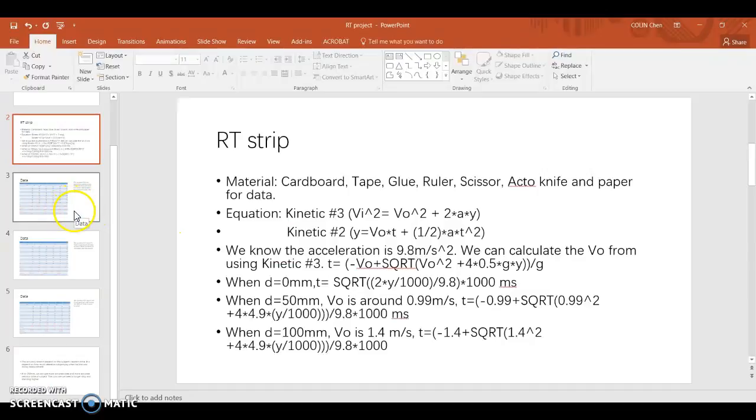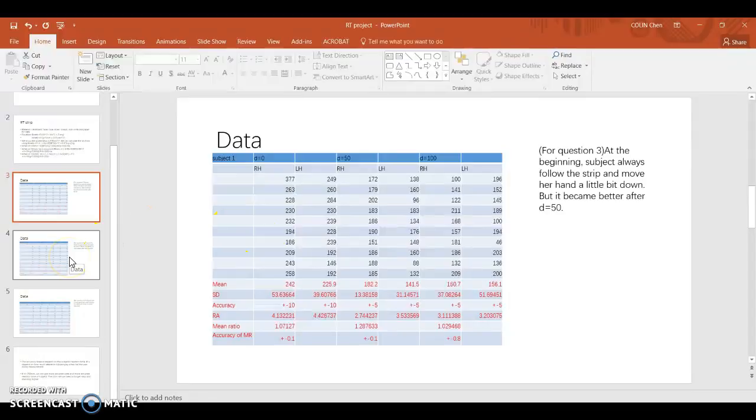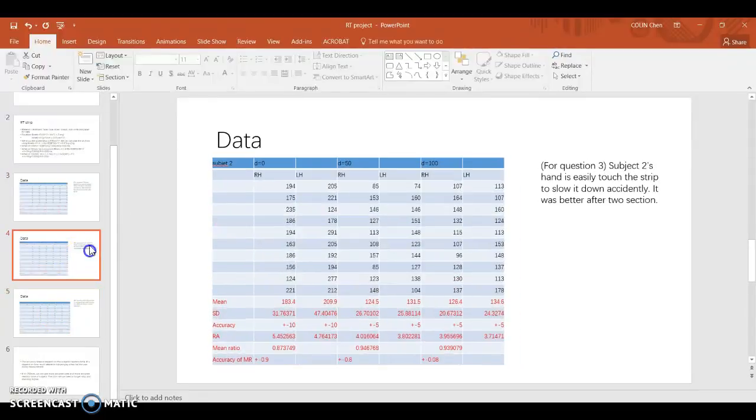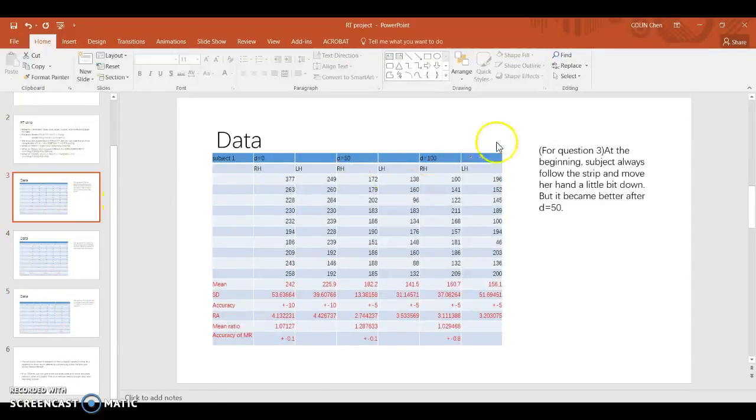So here I collected three subjects' data by using the equipment I made. And this is all the data I collected. I did 10 times for each hand, 20 times for each value, and 60 times for the whole subject.